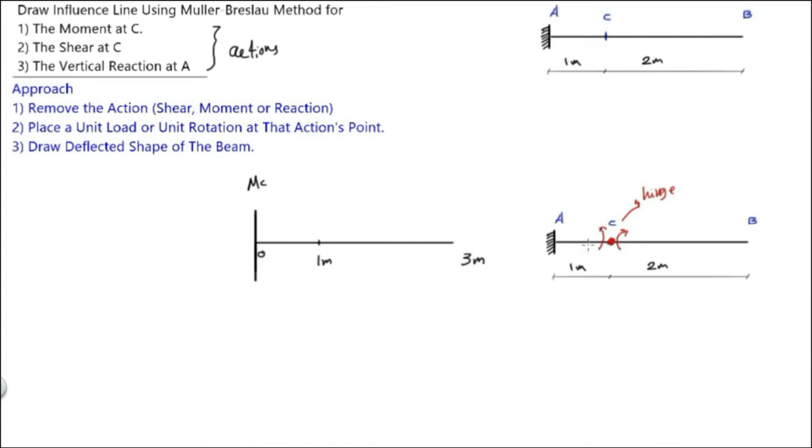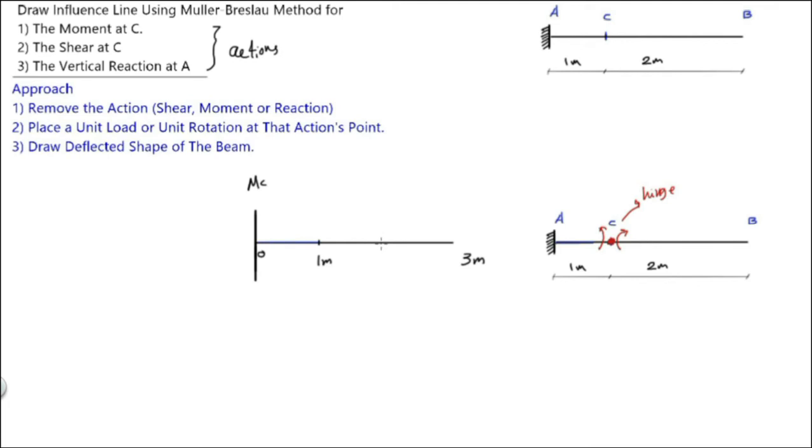Now let's draw the deflected shape of this beam. Since here there is a fixed support, this means the angle here will be 0. Because as we know, the fixed support resists the moment. So it will not allow the member to rotate at this point. So here, the deflected shape will remain 0.